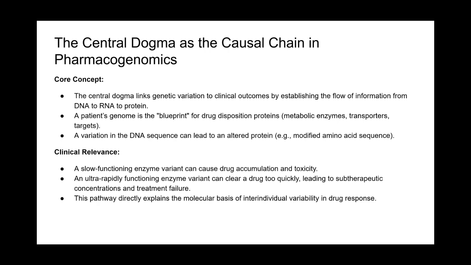For someone taking a standard dose of a drug processed by this enzyme, this genetic difference can cause the drug to build up to toxic levels. Conversely, a variation that results in an ultra-rapidly functioning enzyme could eliminate the drug so quickly that it never reaches therapeutic levels, leading to treatment failure. Therefore, the principles of the central dogma directly explain the molecular basis of individual differences in drug response, forming the foundation of all pharmacogenomic interpretation.